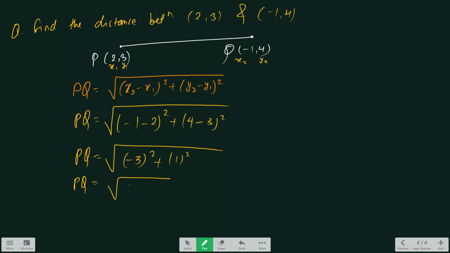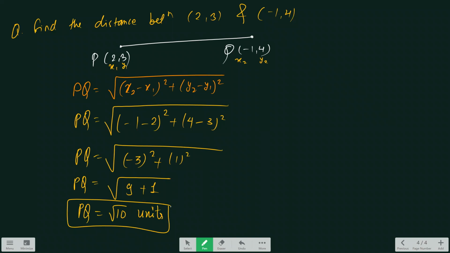So minus 3 square is 9, 1 square is 1. So finally your answer is under root 10 units. Okay, as it is a distance, therefore it is always positive. As you all know, the distance is always positive.